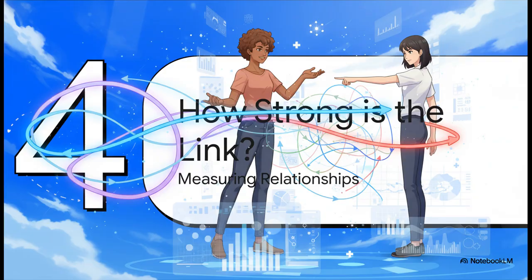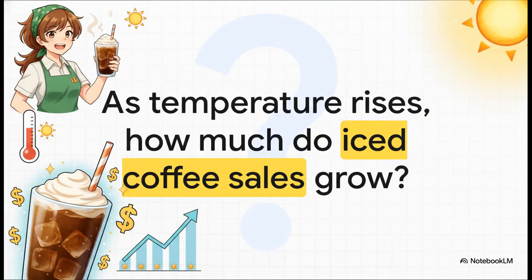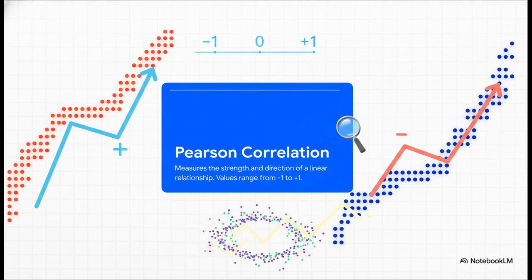And which way does it go? Our coffee shop owner has noticed something. On hot days, they sell way more iced coffee. I mean, that sounds obvious, doesn't it? But data can tell us exactly how much more. Is it just a little bump in sales, or is it a massive spike? We need a tool that can measure that relationship. And for that, we have the Pearson correlation.